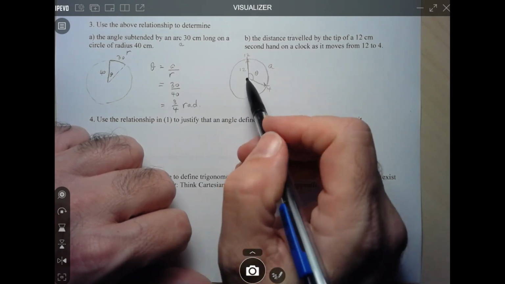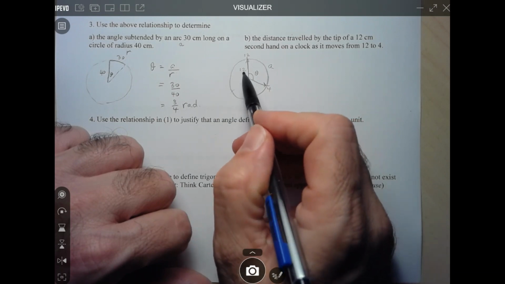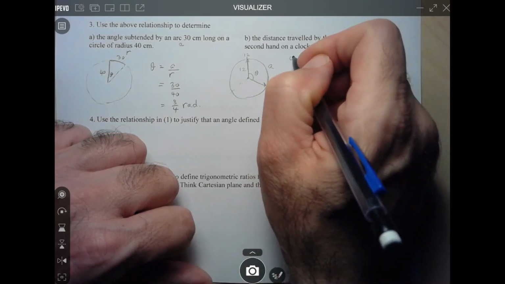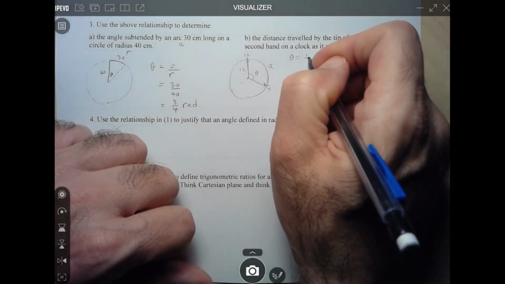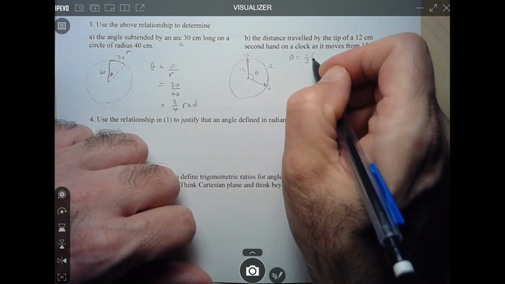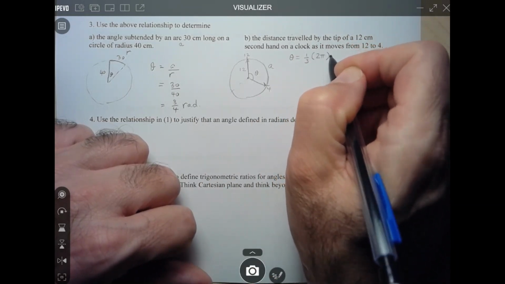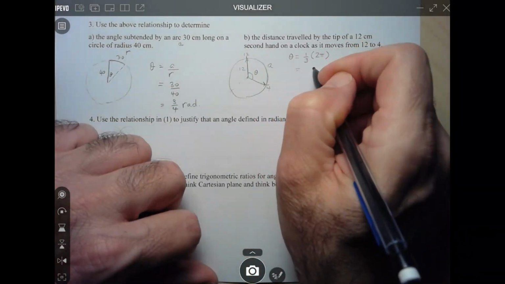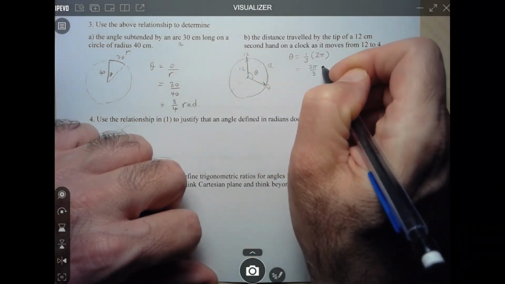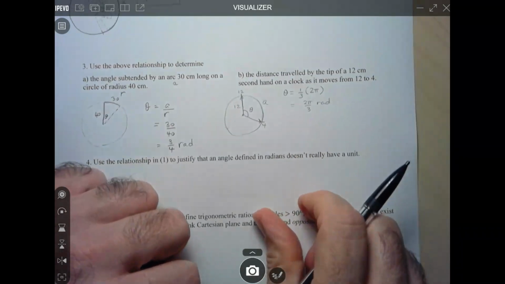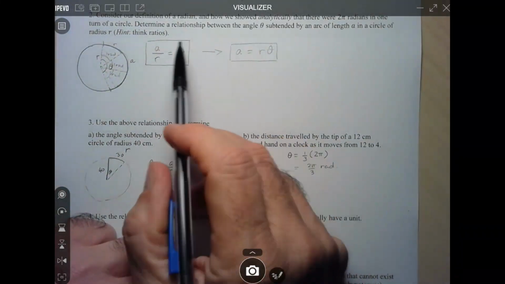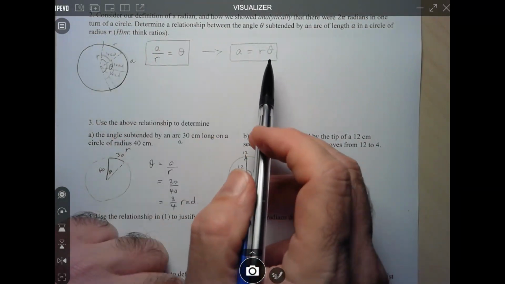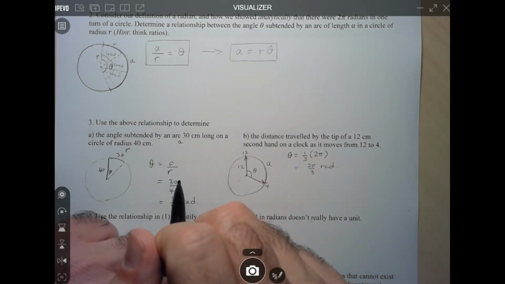Okay, and that's when we realize from 4 to 8 and 8 back to 12 that this is 1/3 of a full turn. Okay, so theta is equal to 1/3 of a full turn, and of course a full turn is 2 pi radians. Okay, so in other words, my angle is 2 pi over 3 radians. Now remember that this relationship was determined based on the fact that we were working with an angle in radians. So this does not work with an angle given in degrees.